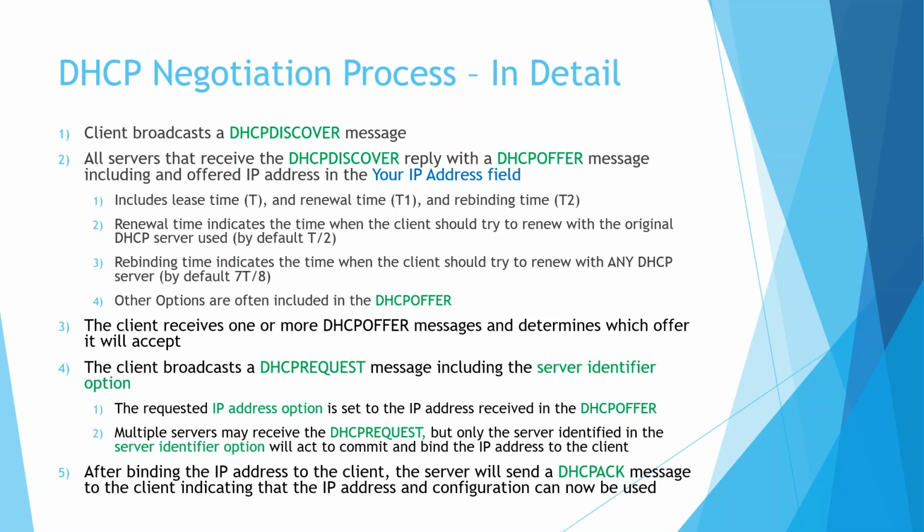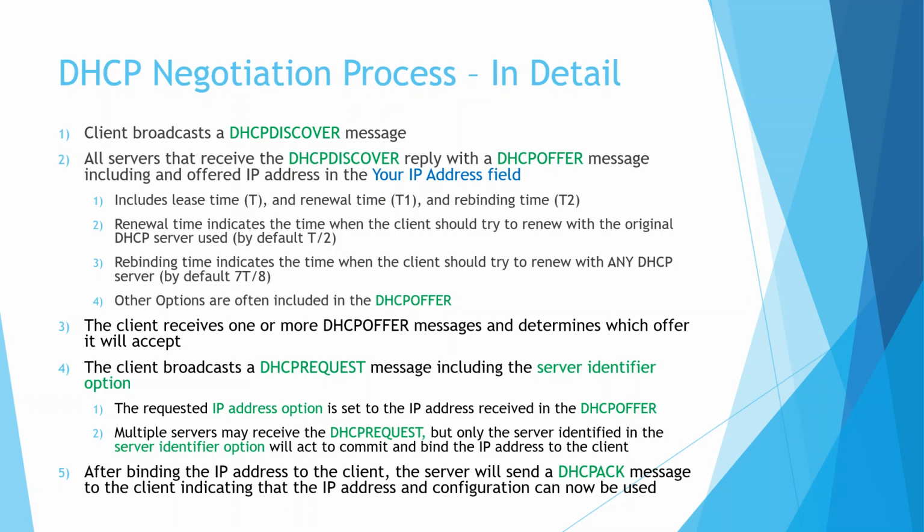the DHCP offer, and then we have multiple DHCP servers that might receive that DHCP request, but only the server identified in the server identifier option will act and commit that IP address to the client. So this is where, if you recall back, we notify other DHCP servers of what our decision is, and so that's where we do that. We provide the server identifier options so that only that one DHCP server knows that, hey, we chose you to be our DHCP server, and this is the IP address that we want.